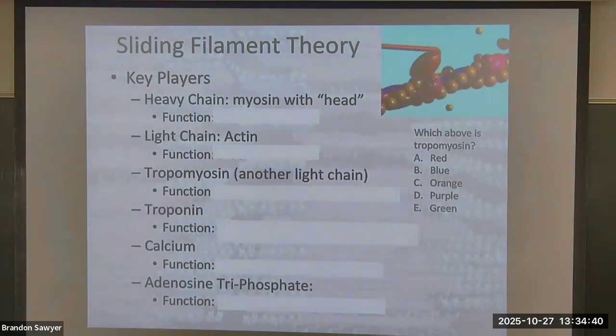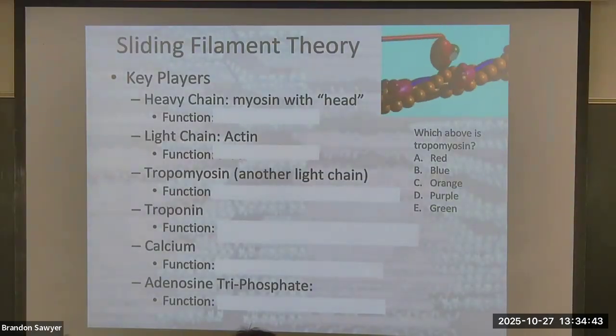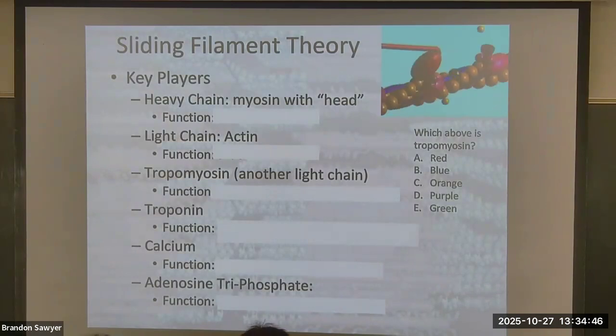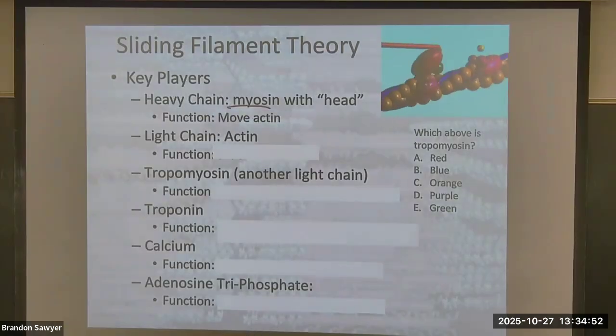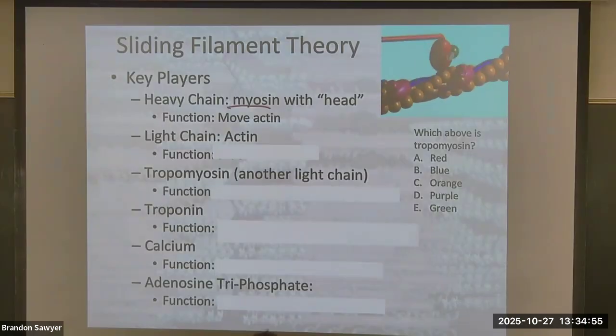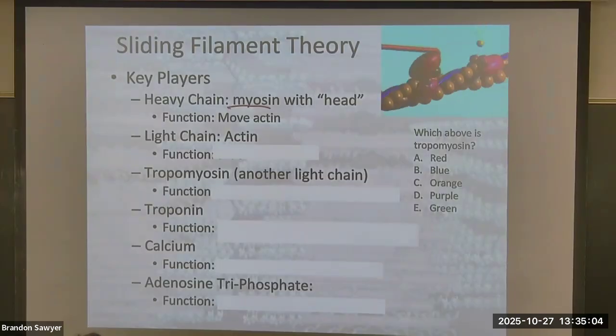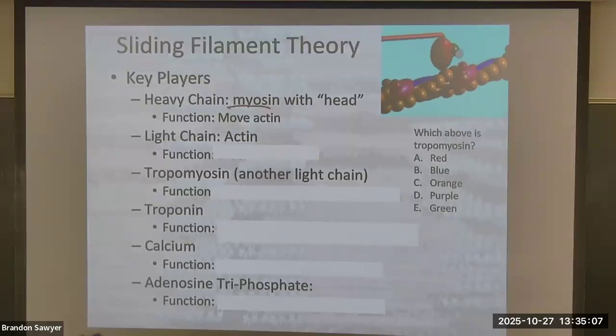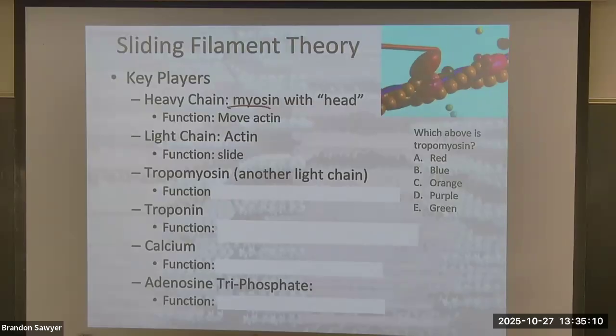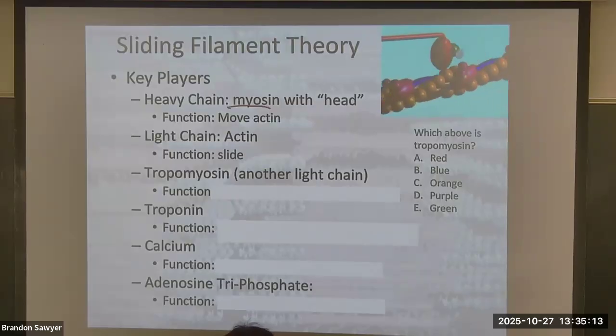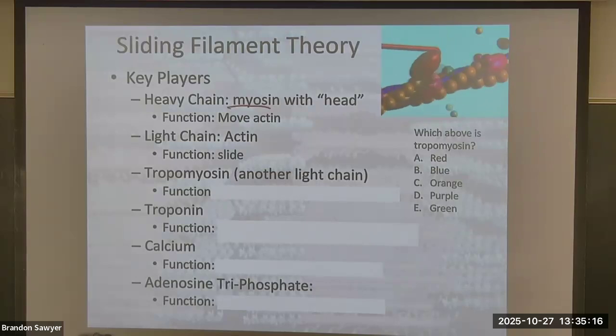So here are the filaments inside of muscle that we talked about last time. Our key players here would be the myosin. The myosin is the one that has the heads, and that's going to be a major part of the action. It grabs onto actin and pulls actin. Myosin is known as the heavy chain. Then we've got the light chain protein, which is called actin. Actin is the one that gets grabbed onto by the myosin, and it's the one that slides. It's going to get pulled on by that myosin, and it's the one that slides in the sliding filament theory. Tropomyosin we talked about last time as well.